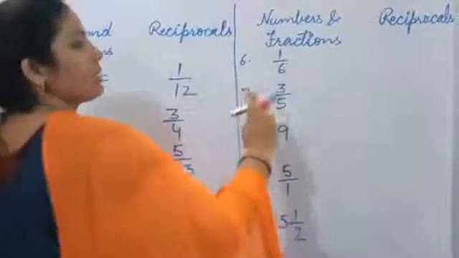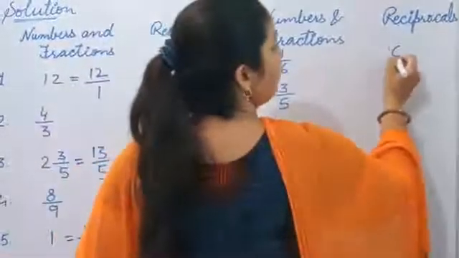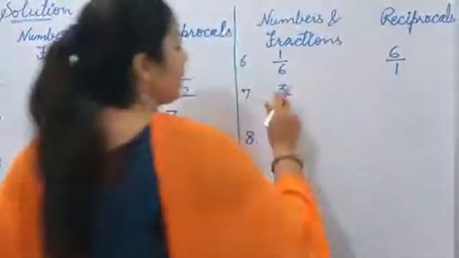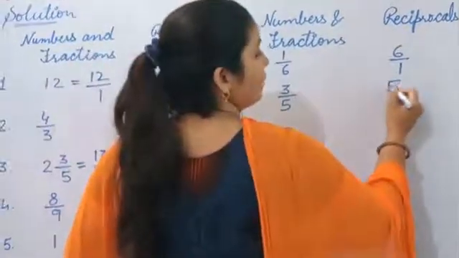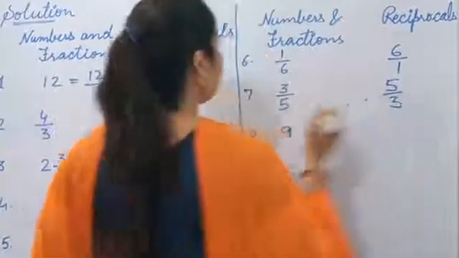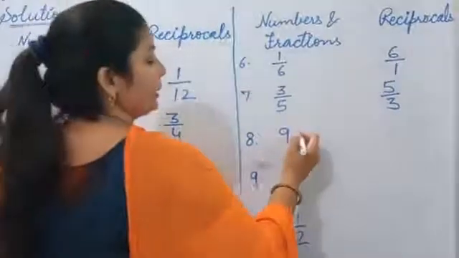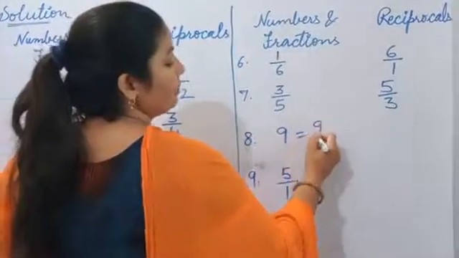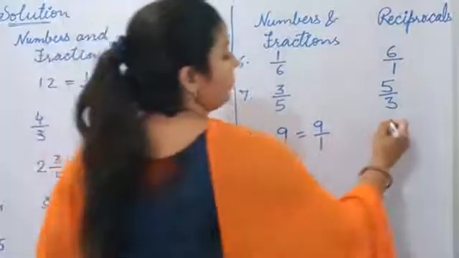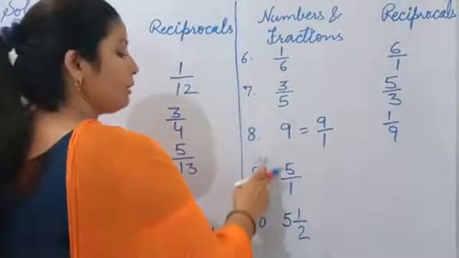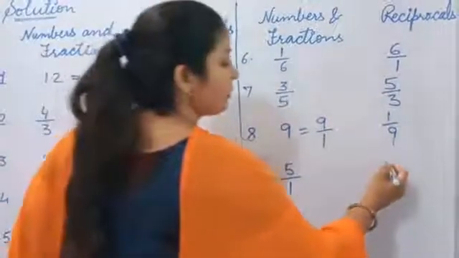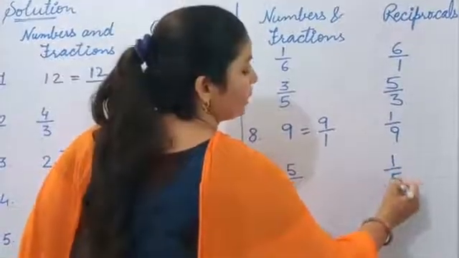Now question number 6. 1 upon 6. So its reciprocal is 6 upon 1. Next 3 upon 5, question 7. 3 upon 5, so it's 5 upon 3. Question 8. 9 is there, so we can write it like this, 9 upon 1. So its reciprocal is 1 upon 9. Then question 9. 5 upon 1. So its reciprocal is 1 upon 5.